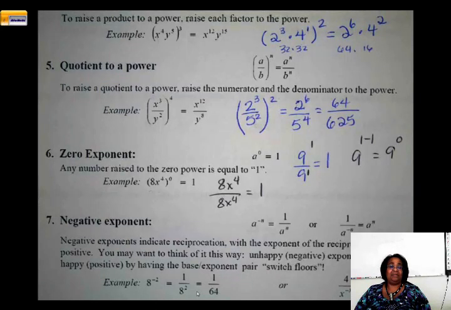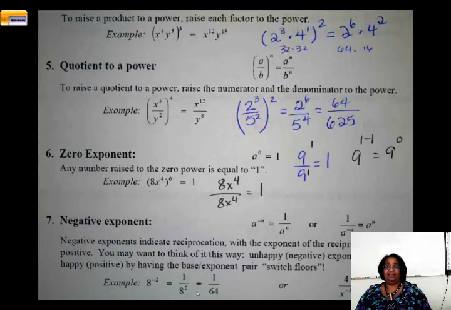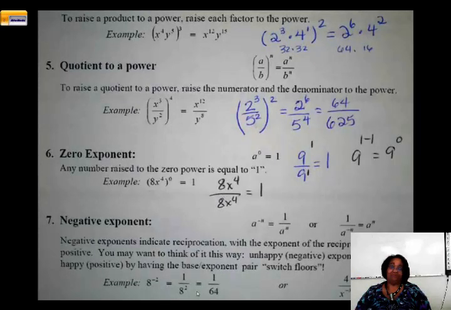So when you see something to the 0 power, that means it's that number on top divided by the exact same number, and that's why you get 1. And the only time you wouldn't get 1 is if you had 0, the whole number 0, over the whole number 0. You would get 0. So this is not true for a base of 0.